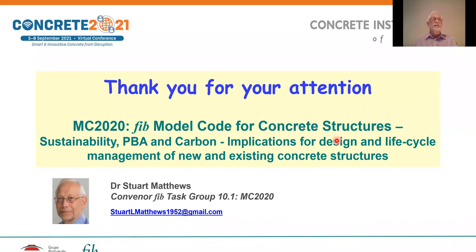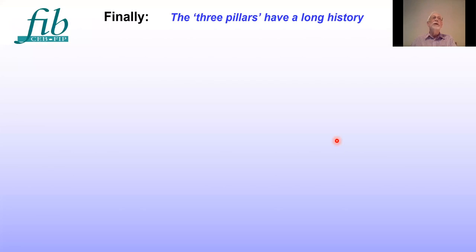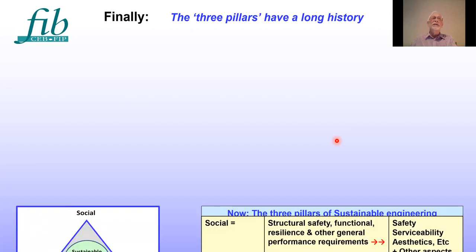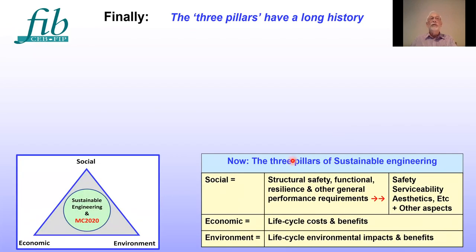Thank you for your attention, and I'll be ready to answer any queries, but I just have one final postscript, a thought for you. I've talked about the 3 pillars, and these have a long history. Today, we've talked about 3 pillars of sustainability, social, economic, and environmental. So that deals with safety, functional resilience, and other performance requirements. So safety, serviceability, aesthetics, etc. Life cycle costs and benefits, life cycle environmental impacts and benefits.